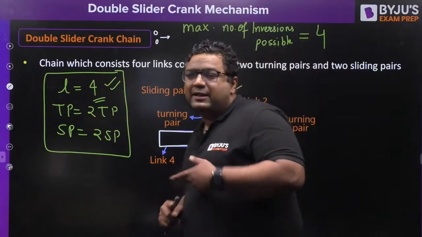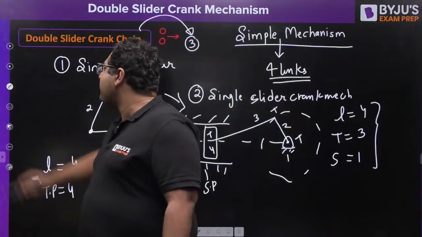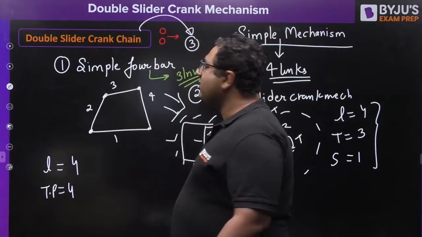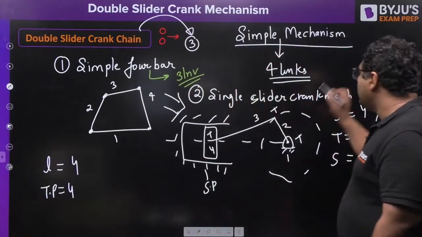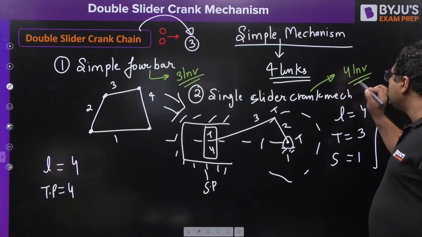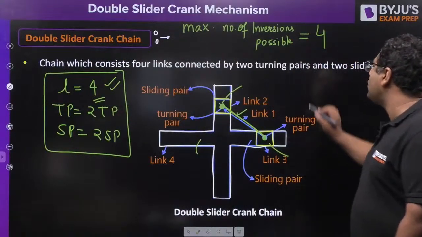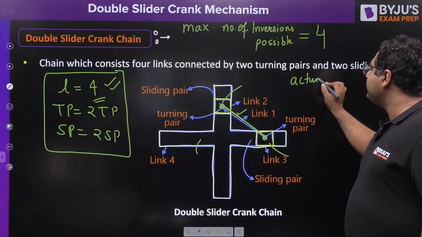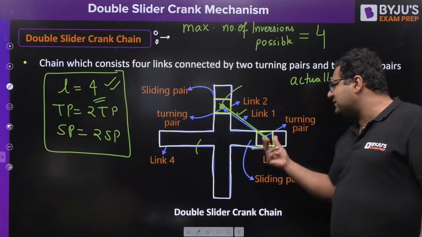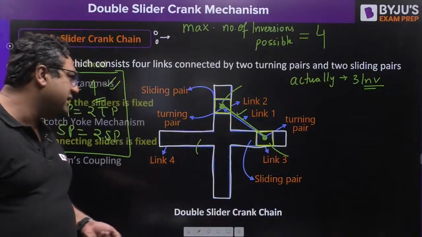In the simple 4-bar mechanism also the possibility was 4. Single slider also the possibility was 4. But you have seen in the previous classes that we were actually getting 3 inversions, because we were getting the same relative motion for 2 mechanisms. Here, every time you will get a different relative motion. But when we have a double slider, here also we will be getting only 3 inversions. Because when we fix one slider or the second slider, we get the same relative motion. Because of that, once again, one inversion would be lesser in this case also.